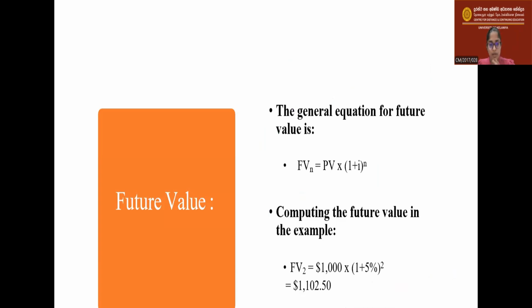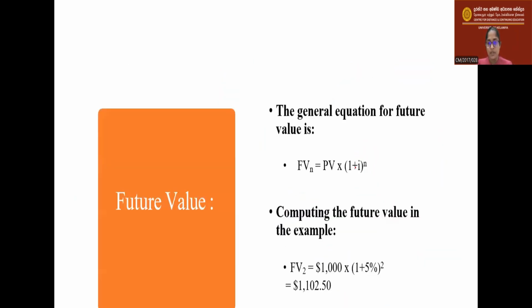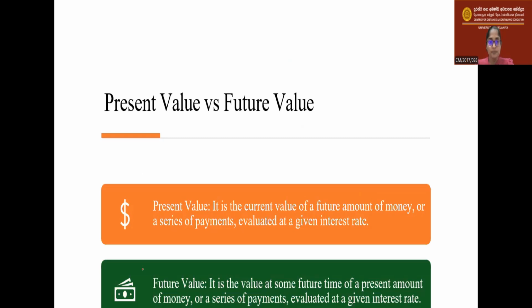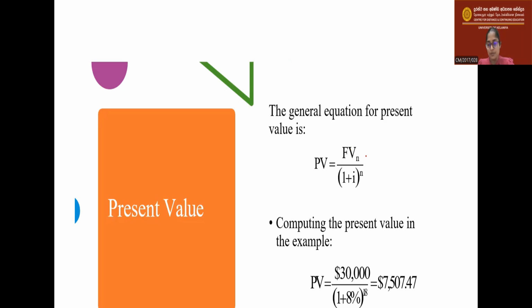This is the future value formula, right? And then what about the present value? It is the opposite side of the future value equation. Future value is equal to present value multiplied by (1 plus i) to the power of n. So if you want to find the present value, you take the future value and divide it by the interest rate factor, (1 plus i) to the power of n. Then you get the present value. So this is the relevant equation: present value equals future value divided by (1 plus i) to the power of n.